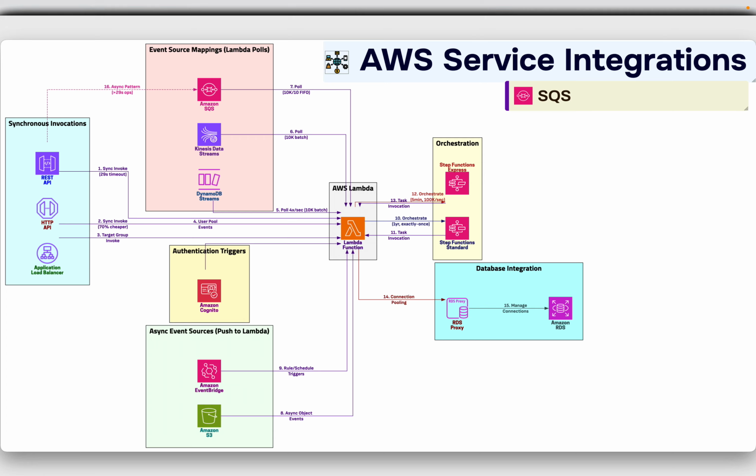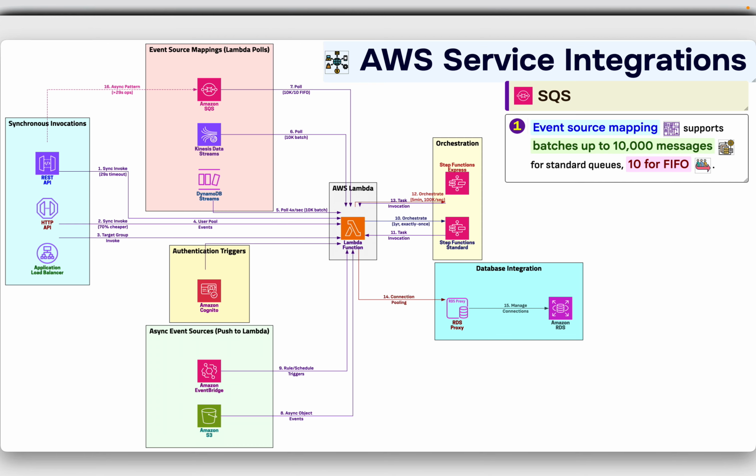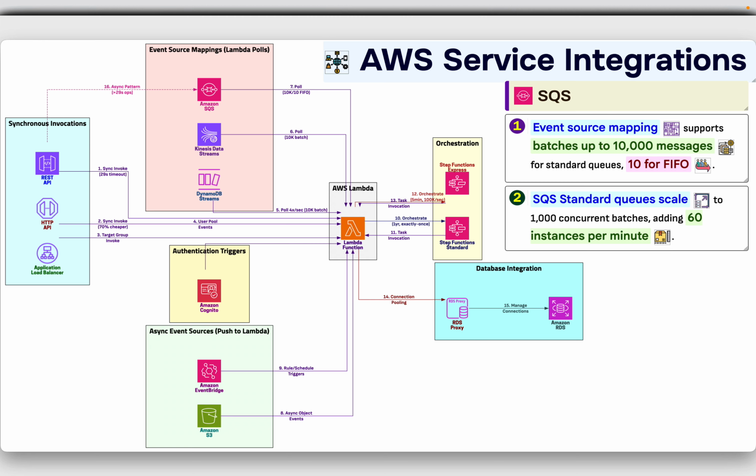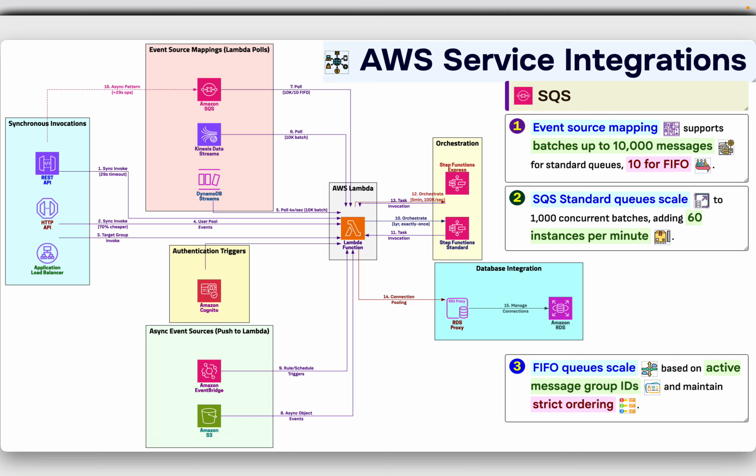Next one is SQS, Simple Queue Service. So event source mapping for SQS supports batching up to 10,000 messages for standard queues, but only 10 messages for first in first out queues. SQS standard queues can scale up to 1000 concurrent batches and add 60 instances per minute to handle increased load. FIFO queues scale based on the number of active message group IDs, and they maintain strict ordering of messages.